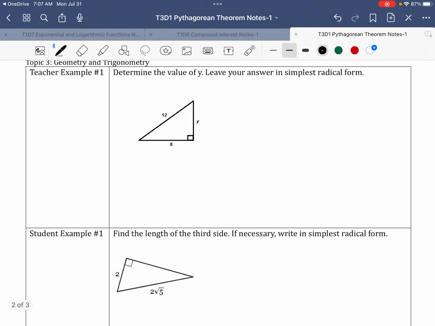So our first teacher example: determine the value of y, leave your answer in simplest radical form. Number 1, can I use the Pythagorean theorem? Is it a right triangle? Yes. Number 2, we have to identify A, B, and C. C is always your hypotenuse. So here I find my right angle, I look at the side that's opposite. That is my C. The rest are A and B. Then I can plug it into my Pythagorean theorem. A squared plus B squared equals C squared. So in this case, that would be 8 squared plus y squared equals 12 squared.